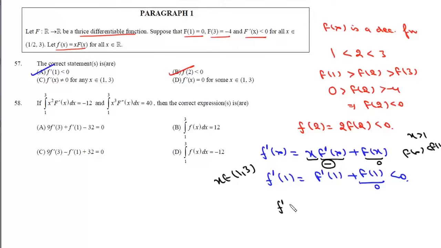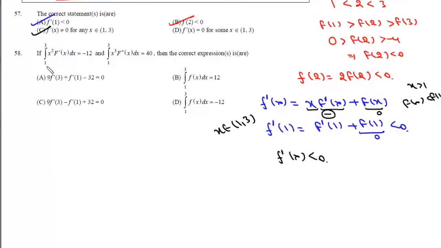So this f'(x) is less than 0. So at 1 it will be 0 and then this function is going to be a decreasing function. So f'(x) won't be 0 for any x belonging to (1, 3). So the correct options are A, B and C. Now the next question: if we are given that the integral of x² f'(x) is -12 and x³ f''(x) is 40, then which of the following options is or are correct?